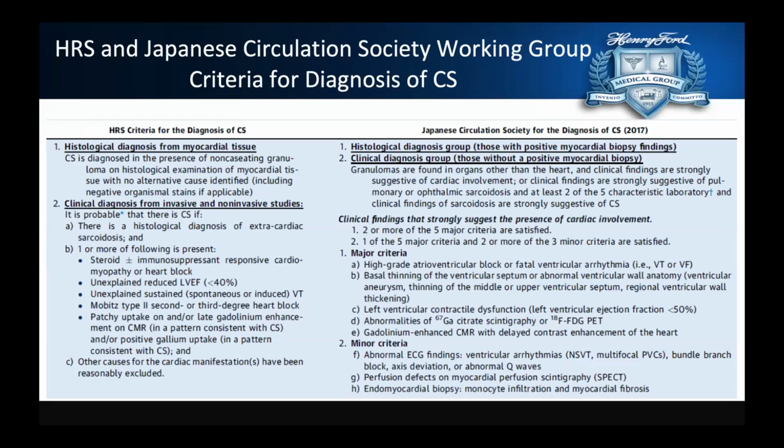So again, briefly looking at it on the left side, we're looking at histological diagnosis. Then you're looking at clinical data from invasive or non-invasive studies, such as perhaps if they're responding to steroid or immunosuppression, you're looking at their EF, any arrhythmias. Similarly, on the right-hand side with the JCS, you're looking at major and minor criteria along with histological diagnosis. One thing to note, the pattern of scar detected on MR, which is one of the criteria as well, with late gadolinium enhancement is classically described as non-ischemic, and it preferentially involves the subepicardium and the mid-myocardium. And I'll expand on that in a little bit.